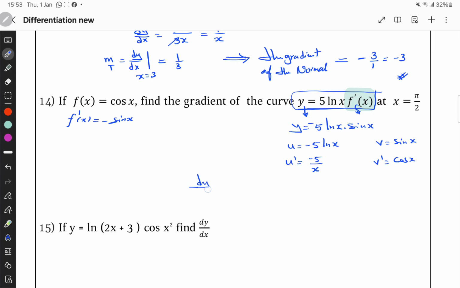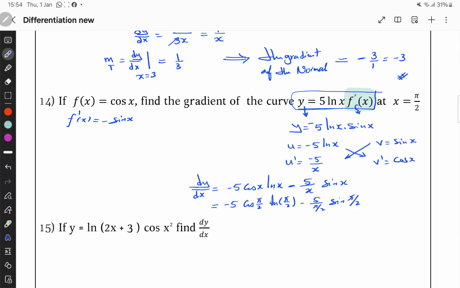Now dy with respect to dx will be equal negative 5 times cosine x times ln x. Positive times negative, it will be negative 5 over x times sine x. Now he said when x equal pi over 2, just substitute: negative 5 times cosine pi over 2 times ln pi over 2 minus 5 over pi over 2 times sine pi over 2.